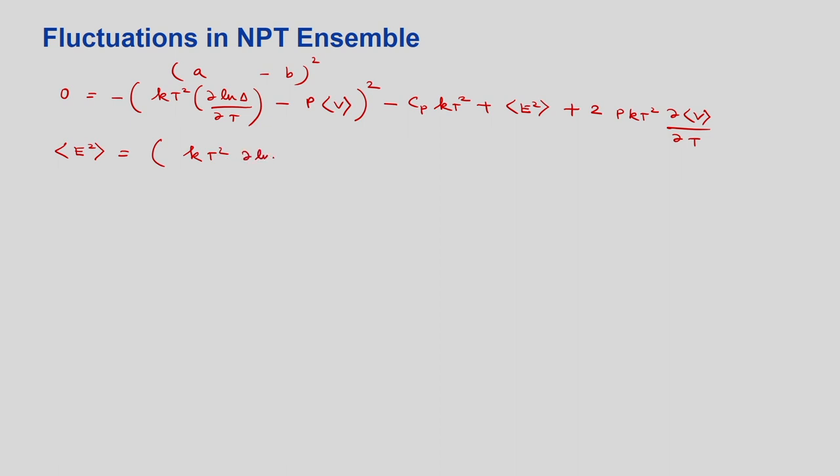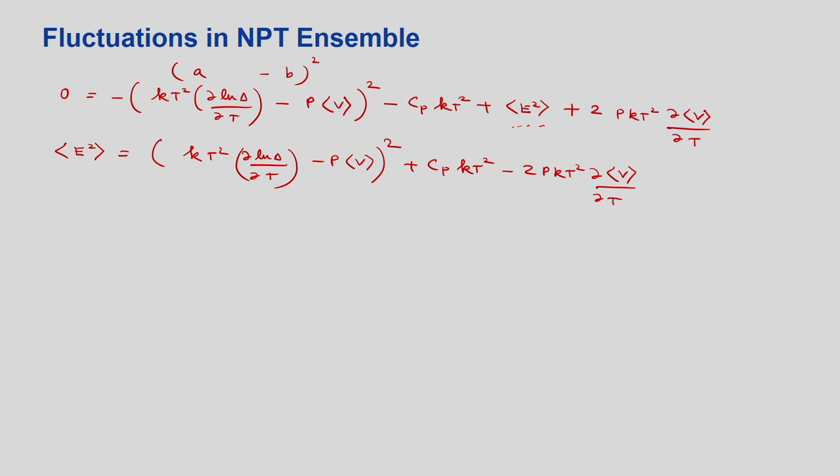So, this becomes dou ln delta by dou T minus p of v bar whole square, this term, plus Cp kT square minus 2p kT square dou of v bar by dou T. Just taken everything to this side. So, I am expressing this e square in terms of other terms. So, this is the expression.